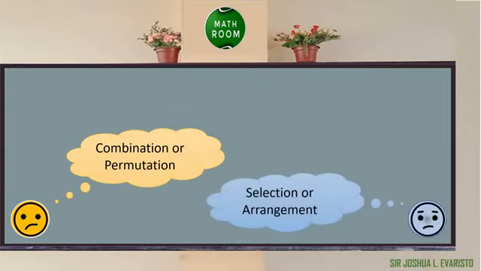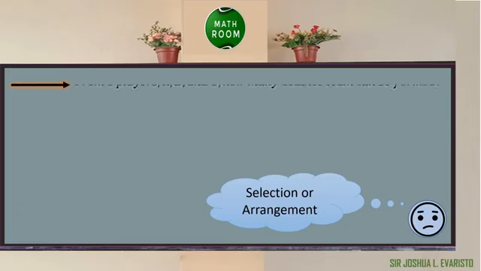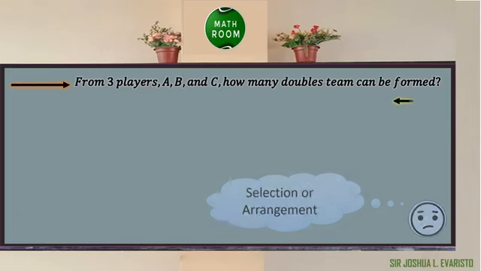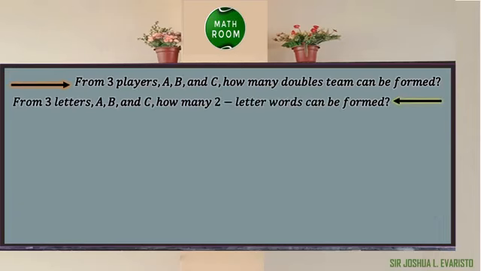Most common mistakes that we may encounter in dealing with permutations and combinations is applying selection in place of arrangement and vice versa. To clarify this confusion, let us discuss two simple cases. Question number 1. From 3 players A, B, and C, how many doubles teams can be formed? Question number 2. From 3 letters A, B, and C, how many 2-letter words can be formed? Do both examples look the same to you?